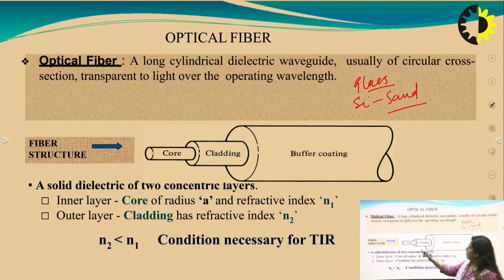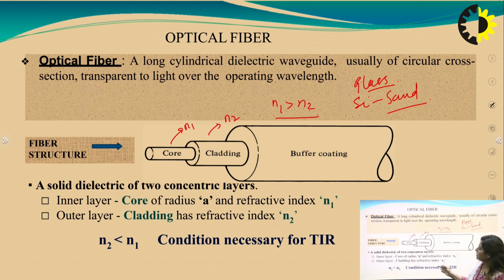So we have a core, we have a cladding. The core refractive index is much higher as compared to the cladding refractive index. Suppose here the core refractive index is N1 and the cladding refractive index is N2. So here N1 is greater than N2. Always the core refractive index is higher as compared to the cladding.